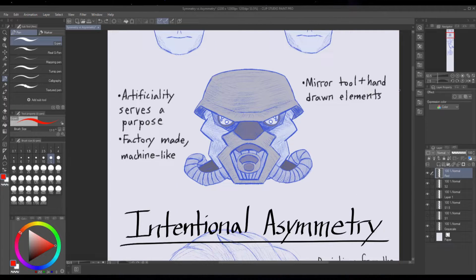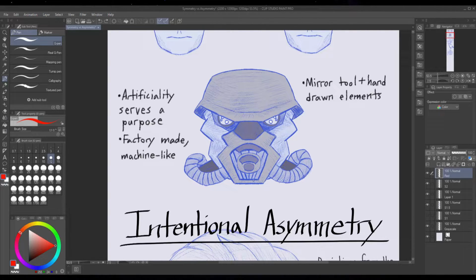So now I'm going to go over a pro of something being perfectly symmetric. Here I have another drawing drawn with a mirror tool, so it's perfectly reflected on both sides. But it works a bit better here because it is supposed to look artificial. This is supposed to look like a helmet that was made in a factory.